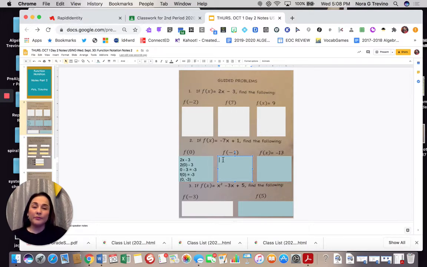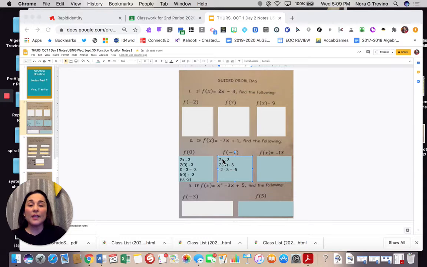f of negative 1. Again, because negative 1 is inside your parentheses, it is telling you that is the x, that is the input, that is where you're going to input. So take your 2x minus 3, and now you're going to input a negative 1. Two times negative 1 is negative 2, and then minus 3. Well, negative 2, and that minus is making that 3 negative, so negative 2 and another negative 3 give you negative 5. So let's write our answer in function notation.